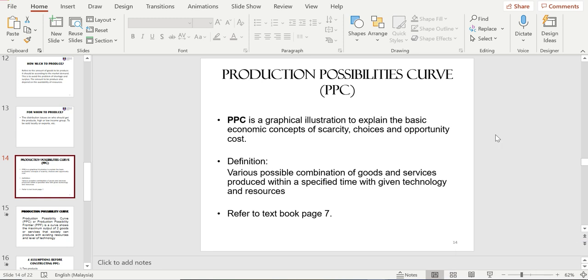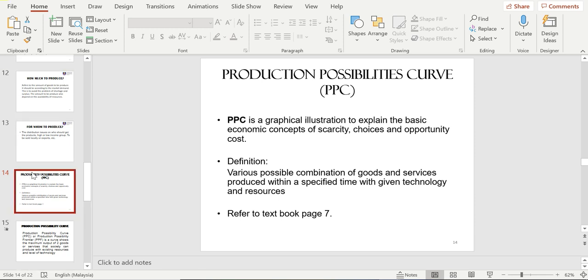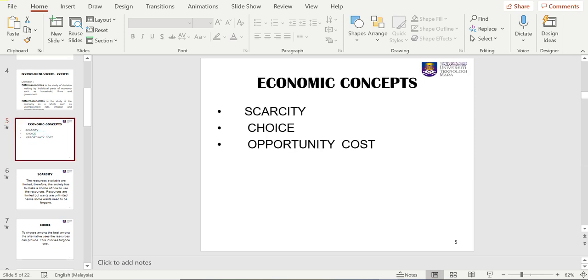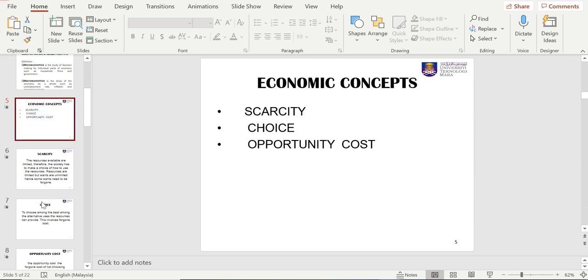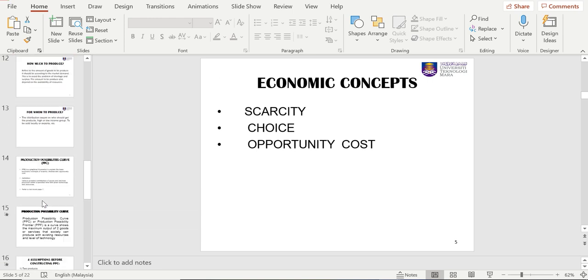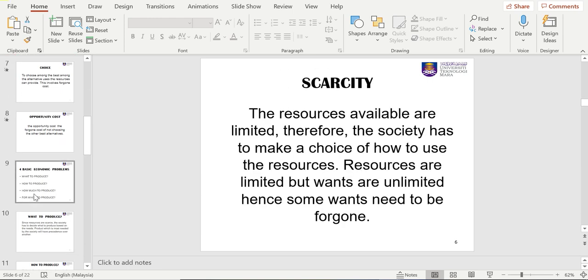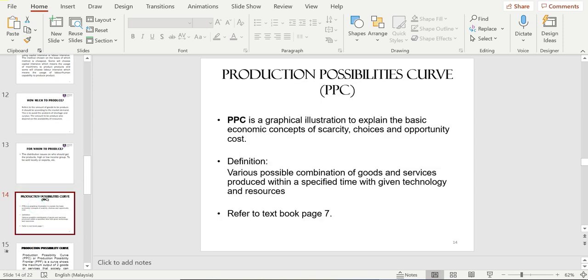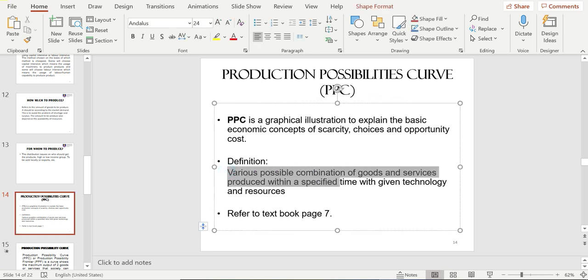What is PPC? Basically, PPC is a diagram to illustrate the three concepts which I mentioned in my previous video, which is the scarcity, choices, and opportunity costs. So you can illustrate these three concepts better using a PPC. So PPC is a graphical illustration to explain the three basic economic concepts of scarcity, choices, and opportunity costs. This is the actual definition of PPC.